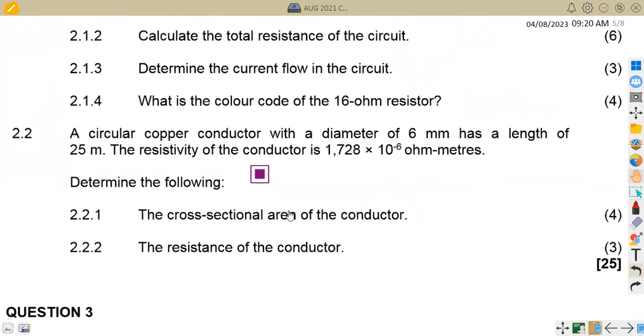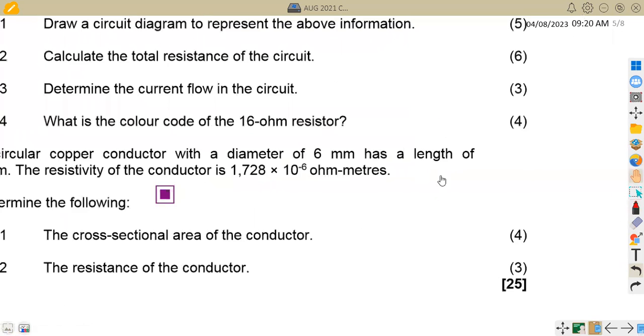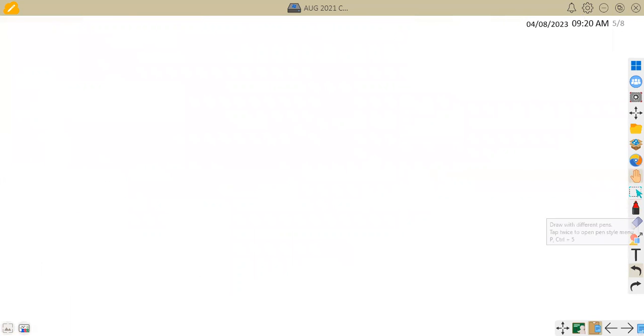All right, on question 2.2, we are now given that there is a circular copper conductor with a diameter of 6 millimeters that has a length of 25 meters. The resistivity of the conductor is 1.728 times 10 to the power minus 6 ohm meters. Determine the cross-sectional area of the conductor. All right, so here we can take our information. We have the diameter, which is 6 millimeters, the length of 25. This is question 2.2.